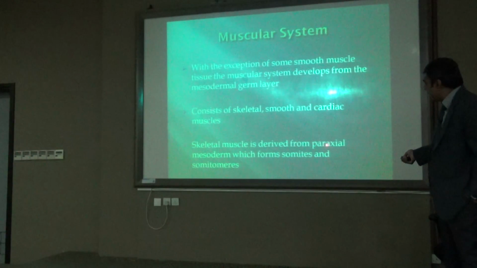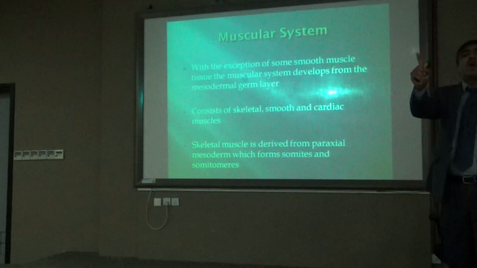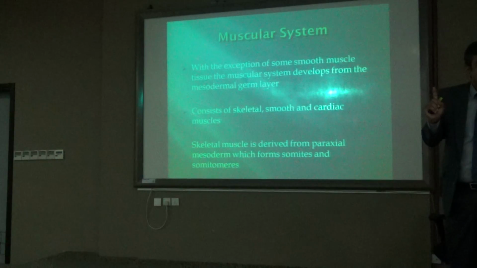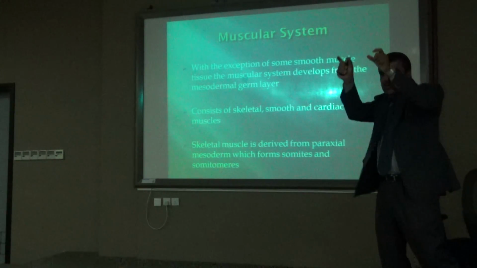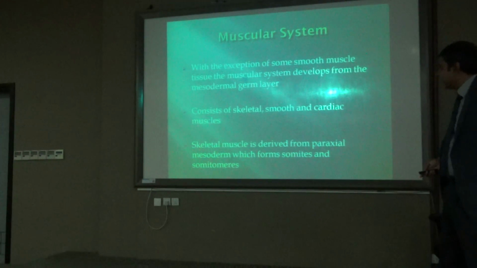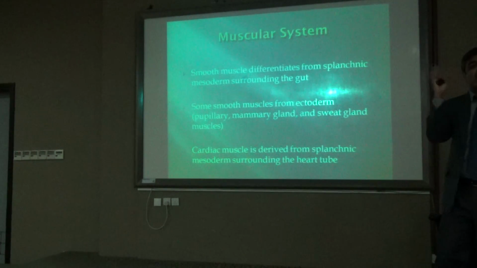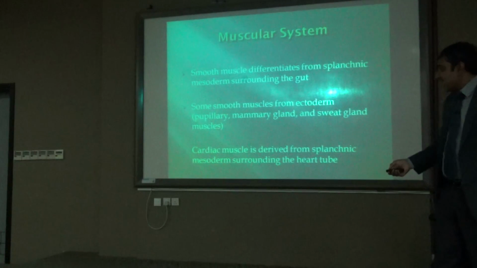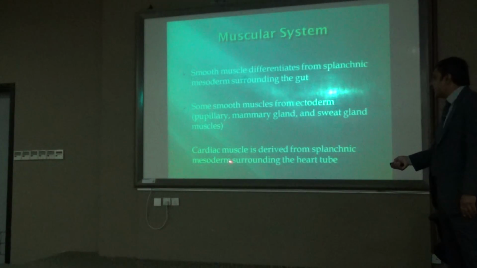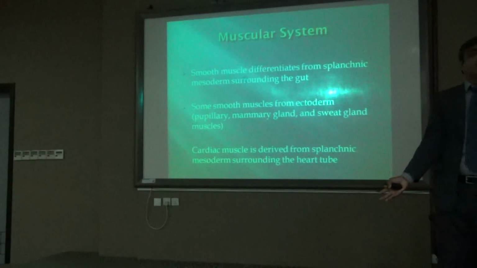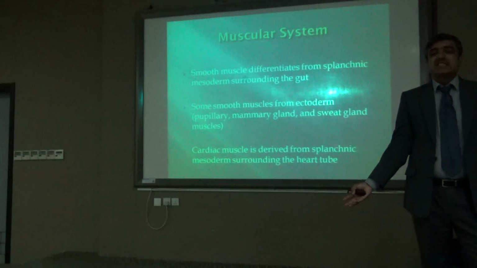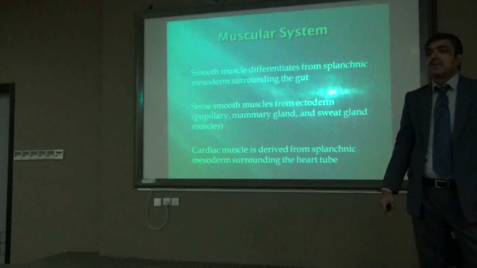Skeletal muscle is derived from paraxial mesoderm. You know about the paraxial mesoderm, the two bands, right? Smooth muscle is derived from splanchnic mesoderm surrounding the gut. Cardiac muscle is derived from splanchnic mesoderm surrounding the heart. That's how these muscles are developed.